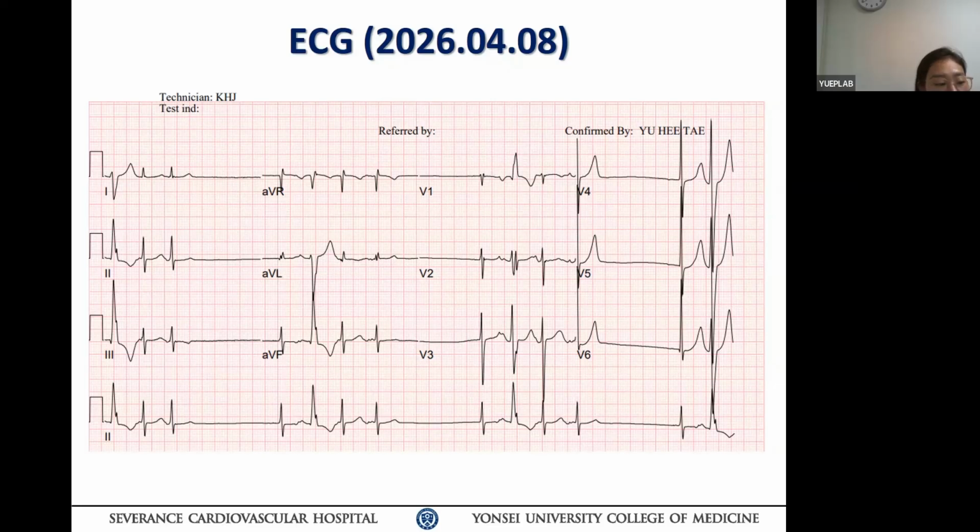Oh, it looks like a right bundle. I erroneously already told the answer. So it could be bifascicular, yeah, a bifascicular block, right bundle and left posterior fascicular, blocked by the Ashman phenomenon.